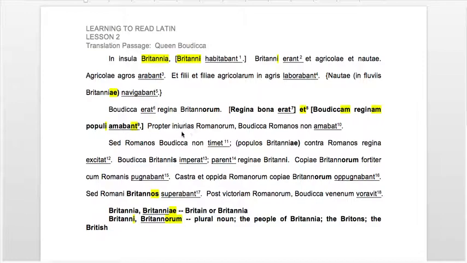When I look at this next sentence, some of you had difficulty understanding where to place the word Romanorum. So let's take a look at the fact that it is a genitive case noun, and remember that genitive case nouns must go with the noun that comes before it or the noun that comes after it. If we look at the noun that comes after Romanorum, it's the word Boudicca. Queen Boudicca was not a Roman. She didn't belong to the Romans, so it makes no sense to use Romans as the possessive of Boudicca.